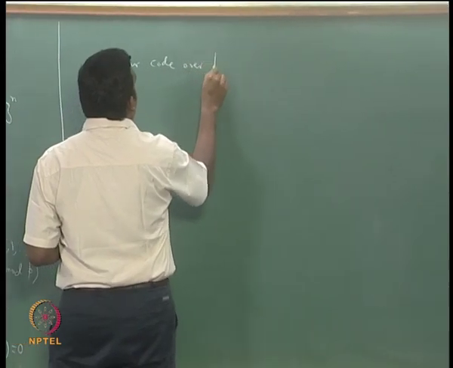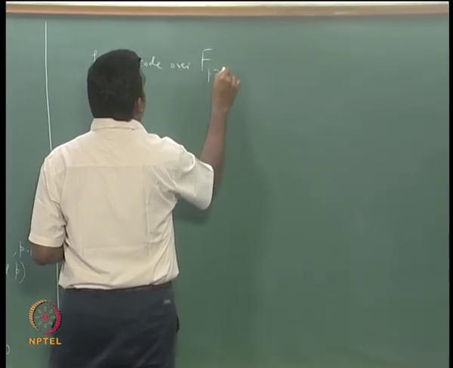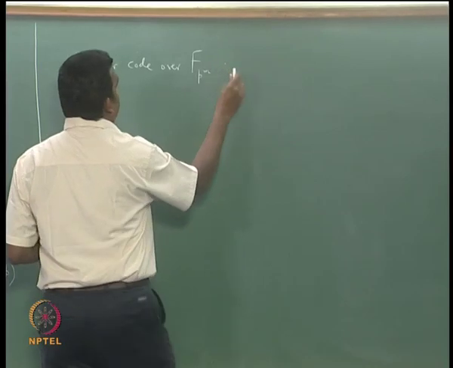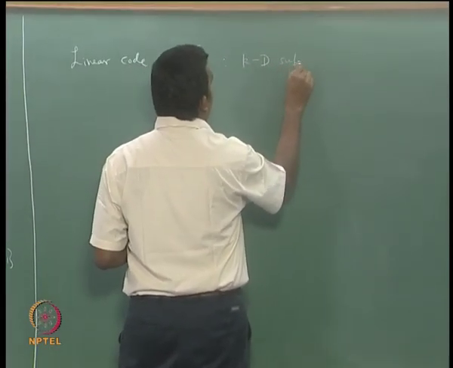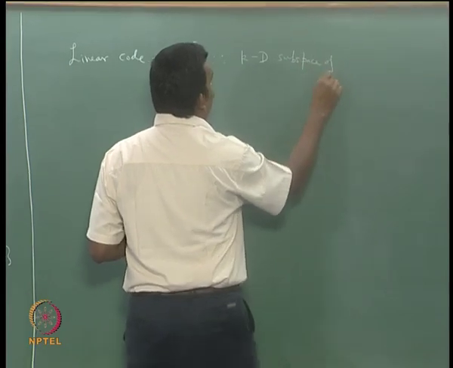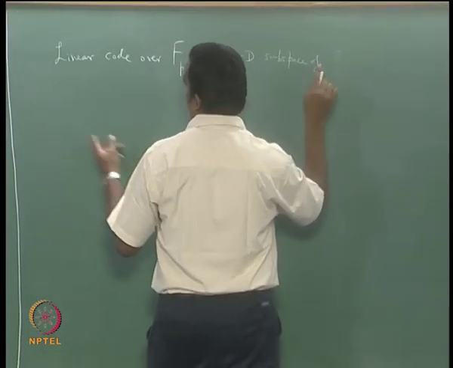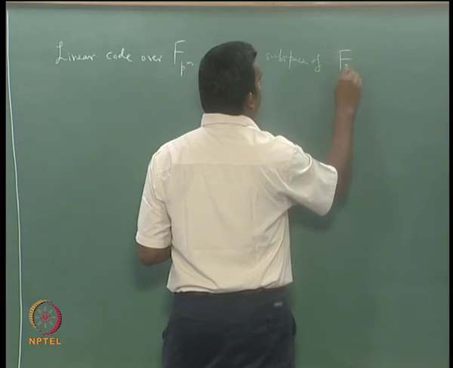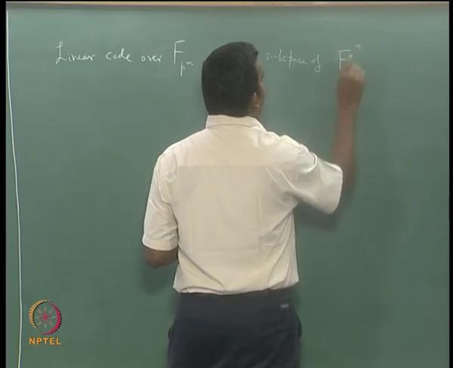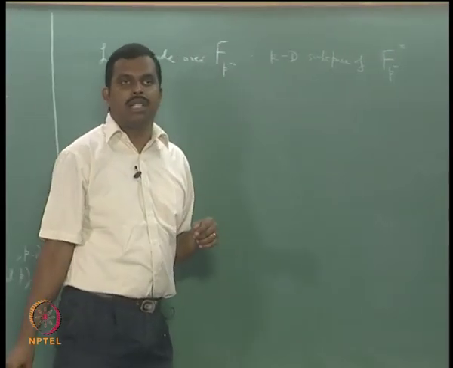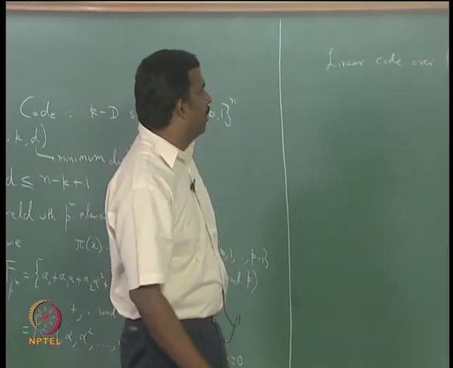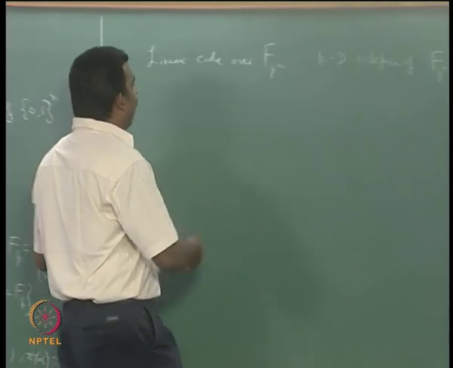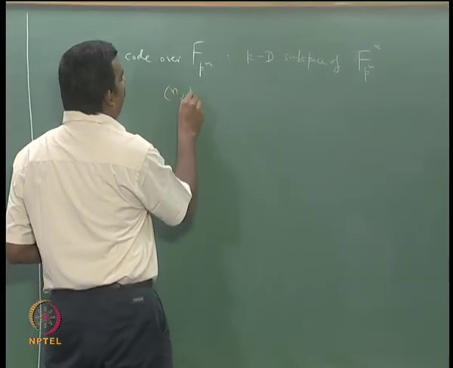over F_p^m is basically a k-dimensional subspace of, instead of 0 1 which is binary, you would take F_{p^m}^n, which is the n-dimensional vector space over the field F_{p^m}. Okay, so that is the way you think of a linear code. Once again you will have n, k and d.